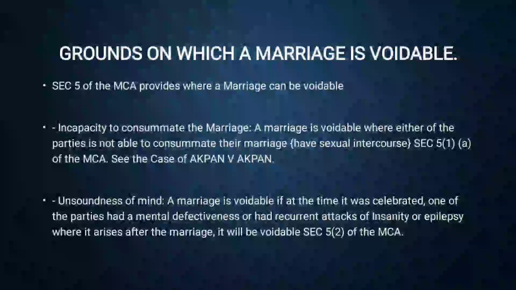Section 5 of the Marriage Causes Act provides where a marriage can be voidable. Incapacity to consummate the marriage. A marriage is voidable where either of the parties is not able to consummate their marriage, that is, have sexual intercourse. Section 5 subsection 1(a) of the Marriage Causes Act. See the case of Akpan versus Akpan.